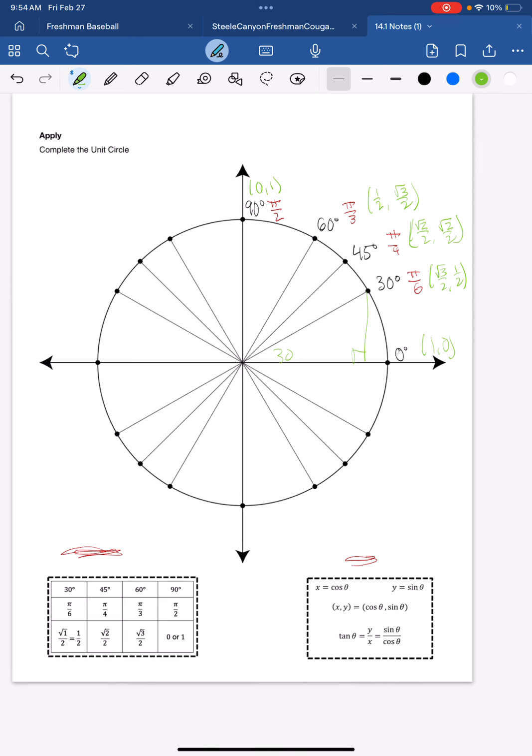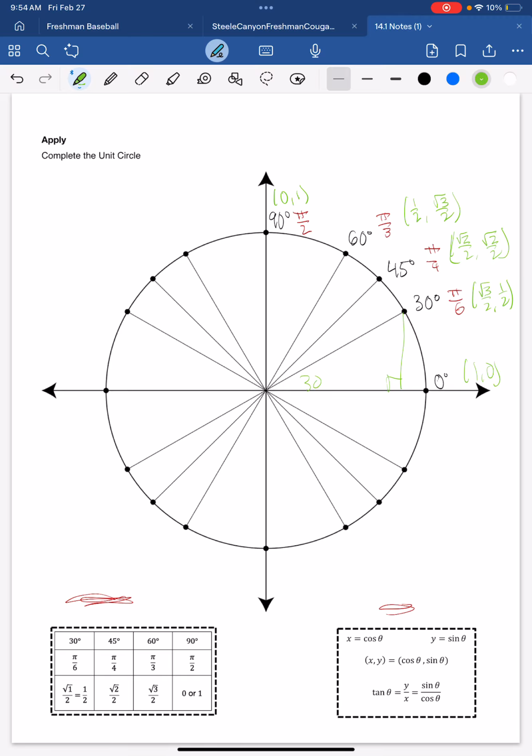Okay, so you'll go around and you'll do that for all of these points here. I would start by doing all of the degrees and then all the radians, but if you want to go coordinate by coordinate or quadrant by quadrant, I think that would also work out for you.